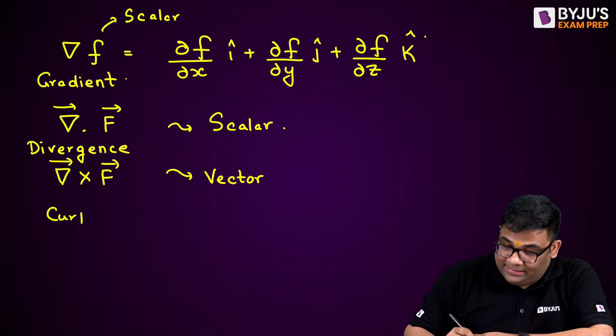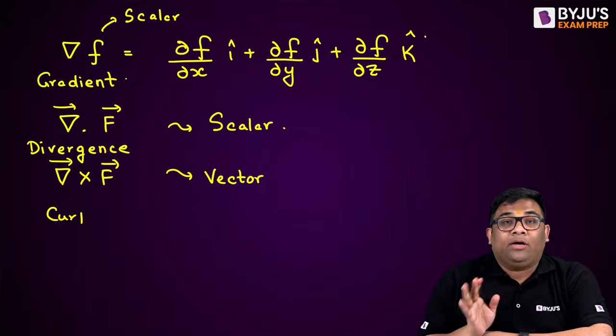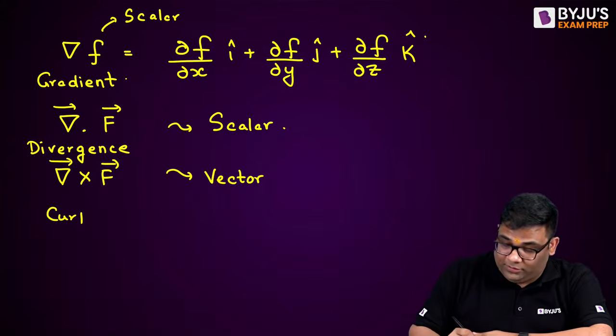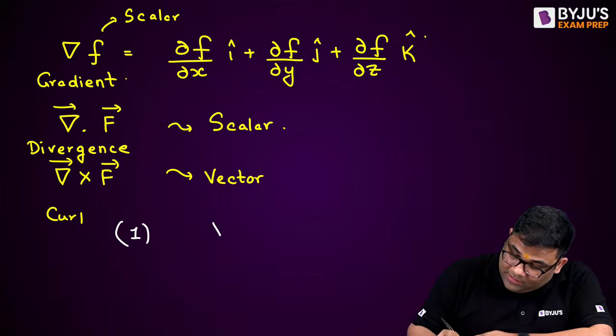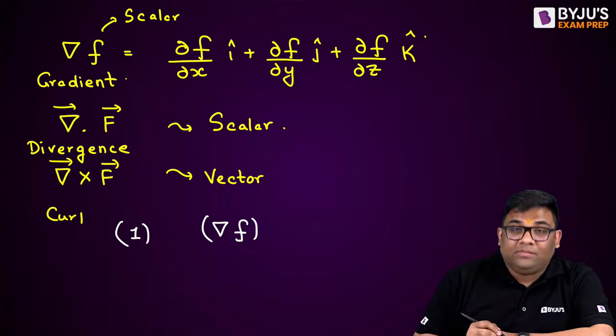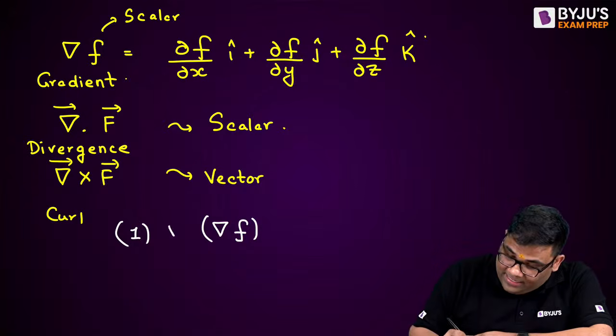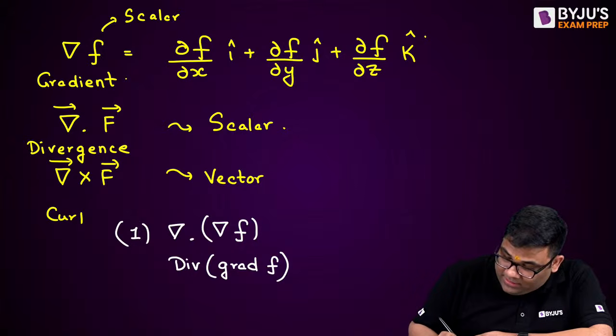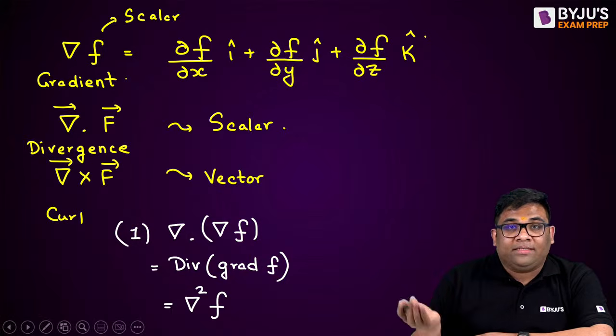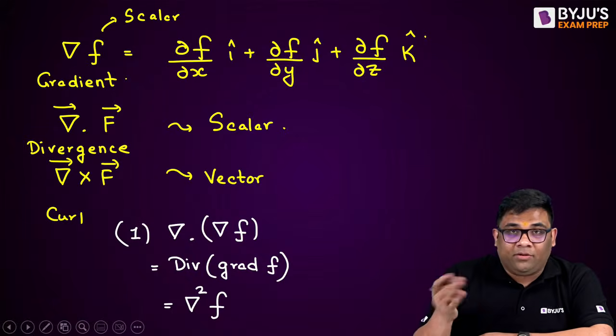Then we saw some identities. All the identities I have not derived, there are many identities. I have derived the first three, the top three very commonly or frequently asked. First one: this is gradient, and then dot means the divergence of gradient of f is equal to del square f. Obviously this will be a scalar because this becomes a vector, and vector dot vector will be a scalar.